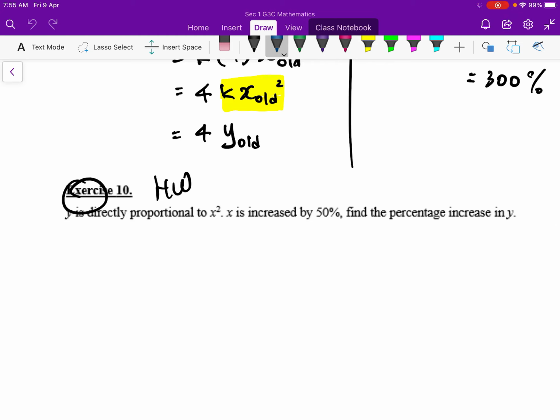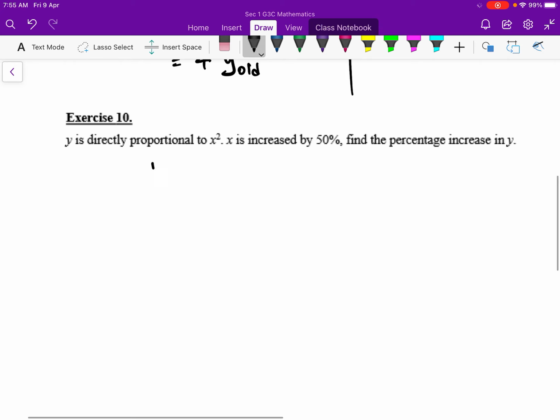Exercise 10, that was our first homework question. So let's take a look at what you have. Okay, so this is the presentation that I'm expecting here. y is directly proportional to x squared. Straight away you can write down y equals k x squared. This is now our formula.